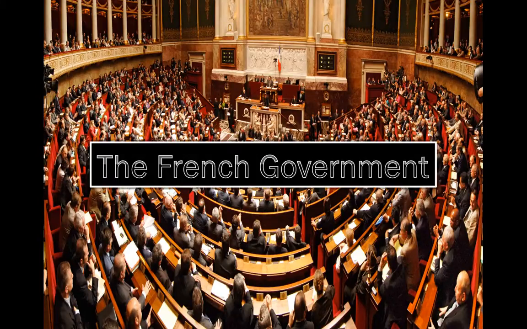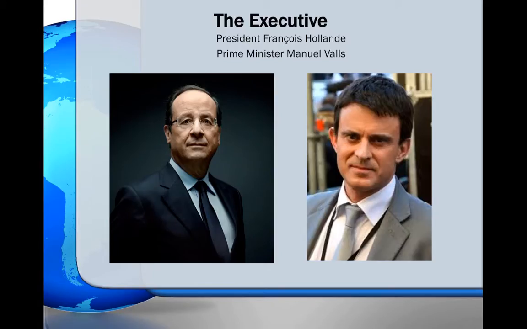And so now let's talk about the makeup of this government, the French government. We'll first talk about the executive. France's president is currently François Hollande, who was elected 2 or 3 years ago, and the executive is also shared with Prime Minister Manuel Valls, who was very recently elected in the wake of France's municipal elections only a month or two ago.